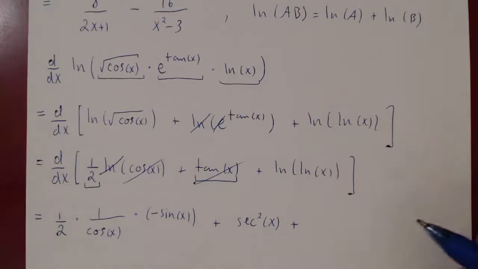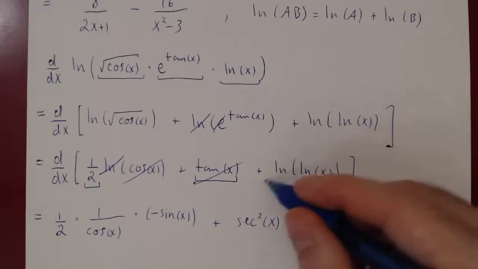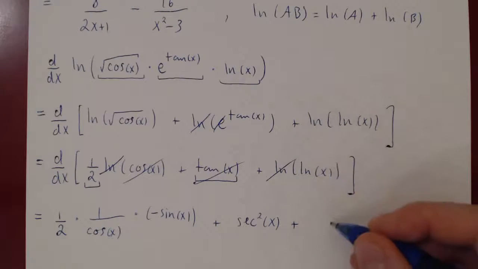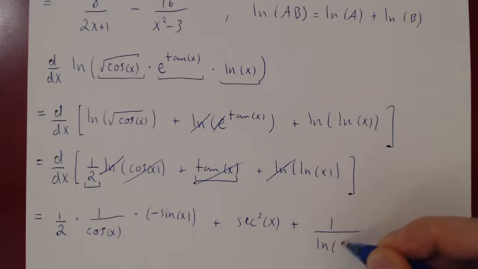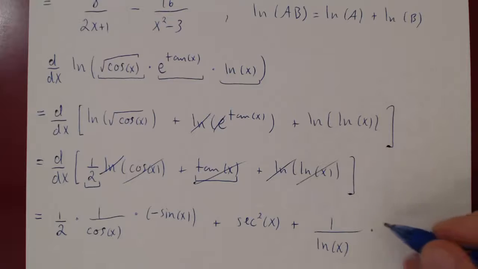Plus, now here we have a composition of, well, two compositions. Ln of, the derivative of ln is 1 over what's inside, so 1 over ln of x, times the derivative of ln of x, which is 1 over x.